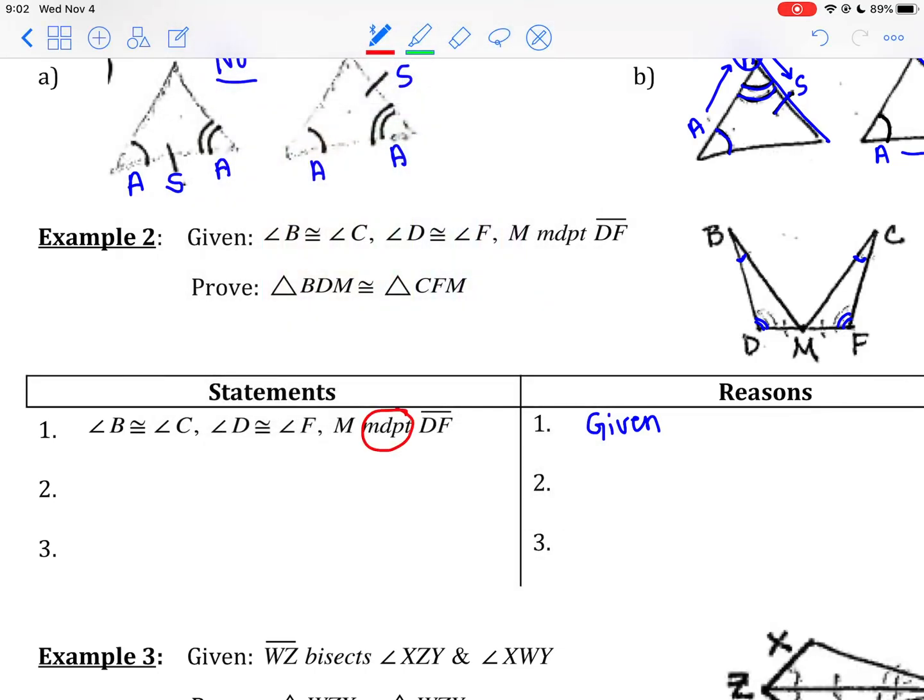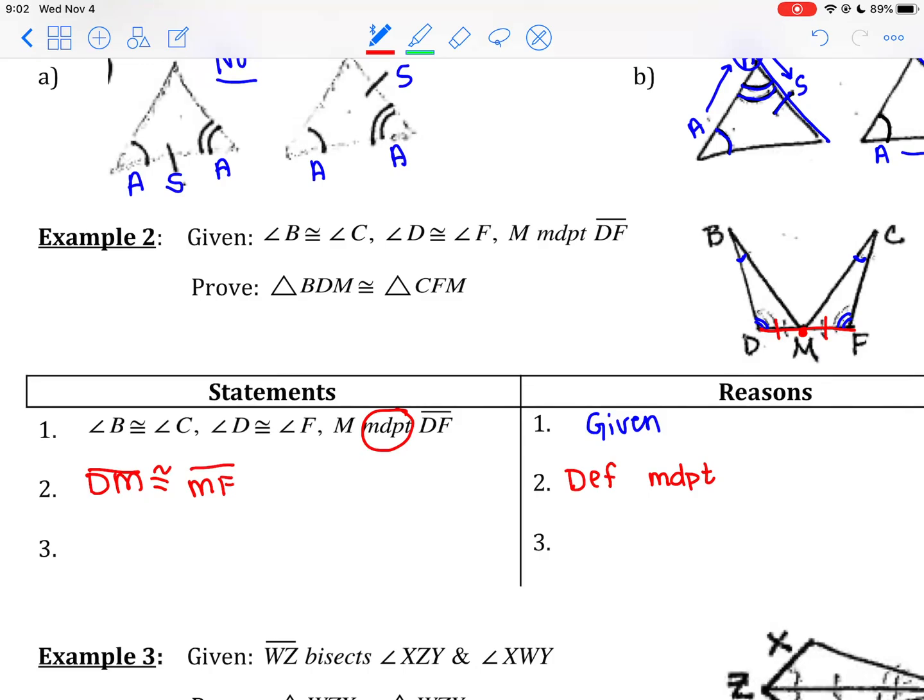So we've been using midpoint a lot in this unit so far, and what we use whenever we see the word midpoint, or the abbreviation for midpoint, is we think about the definition of that term. So the definition of midpoint says that if a point is a midpoint of a segment, then that segment is split into two congruent pieces. So since M is the midpoint, the two congruent pieces that are set up are DM and MF. So this next statement will be that segment DM is congruent to segment MF.